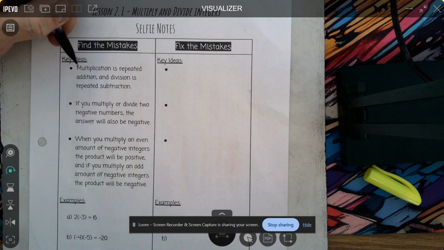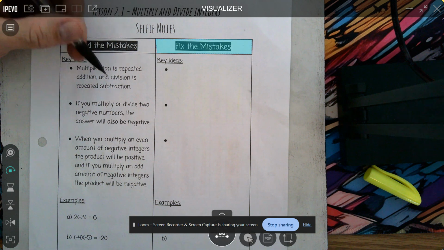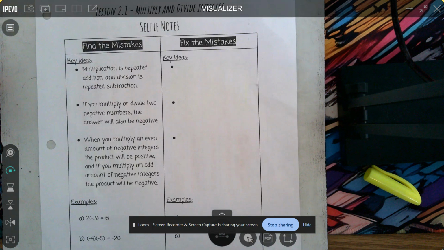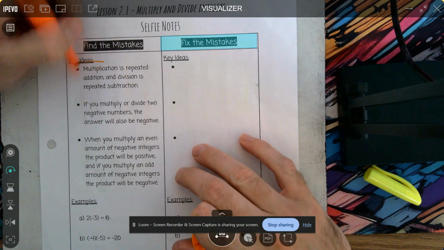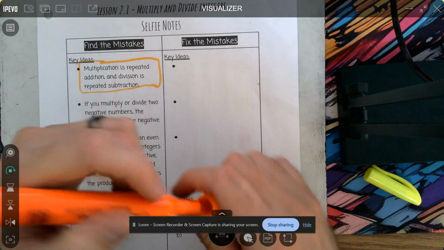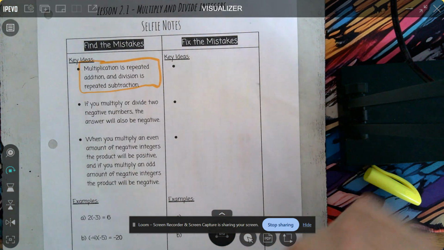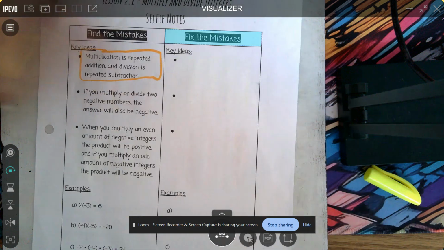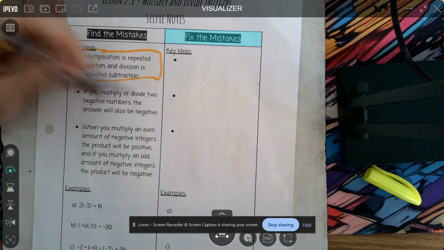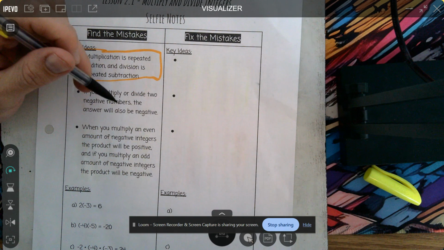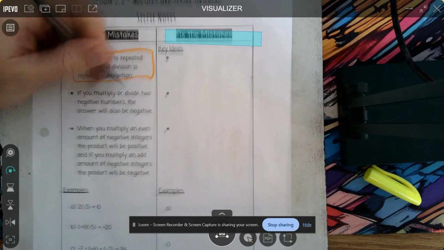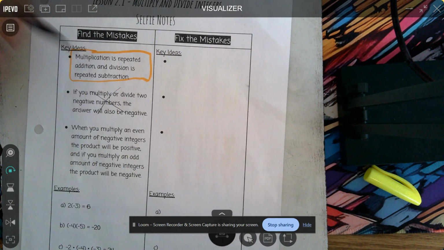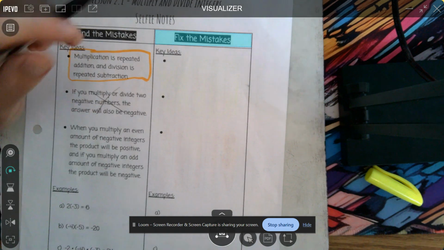So first one, multiplication is repeated addition and division is repeated subtraction. That is true. I hope you remember that from elementary school. Multiplication is just addition and division is just subtraction over and over again. Number two, if you multiply or divide two negative numbers, the answer will also be negative. Ooh, I hope you recognize that's false. We just determined that when you multiply or divide two negatives, your answer should be positive.